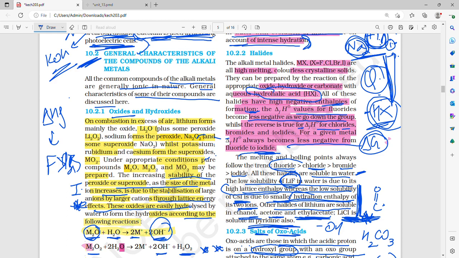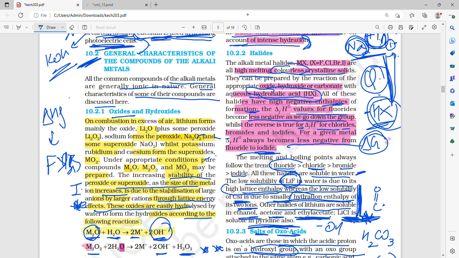Now halides. The alkali metal halides, that is MX, where X can be fluorine, chlorine, bromine or iodine, are all high melting, colorless crystalline solids.